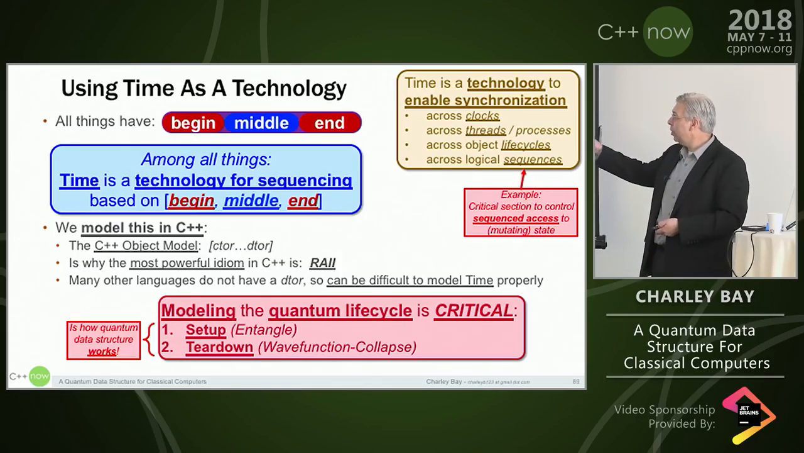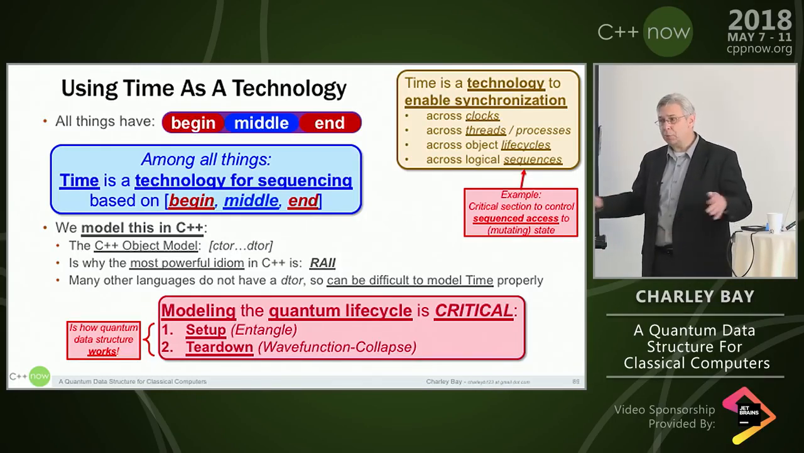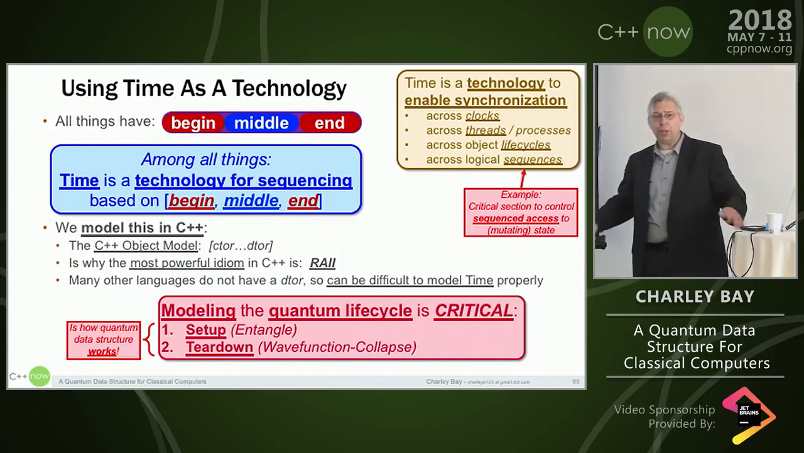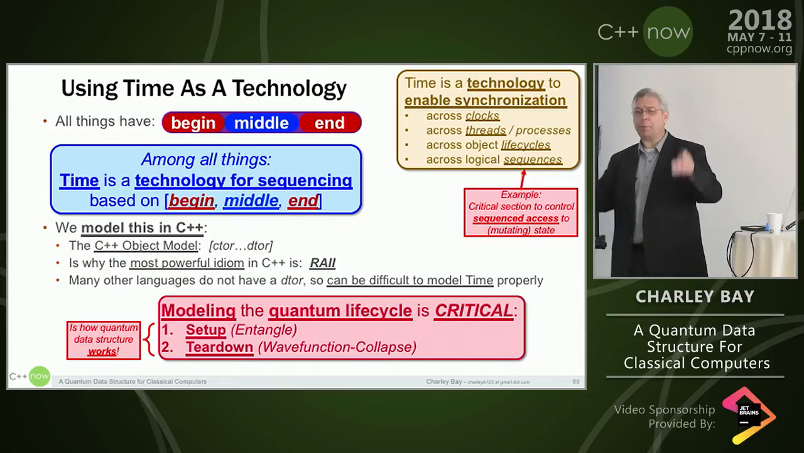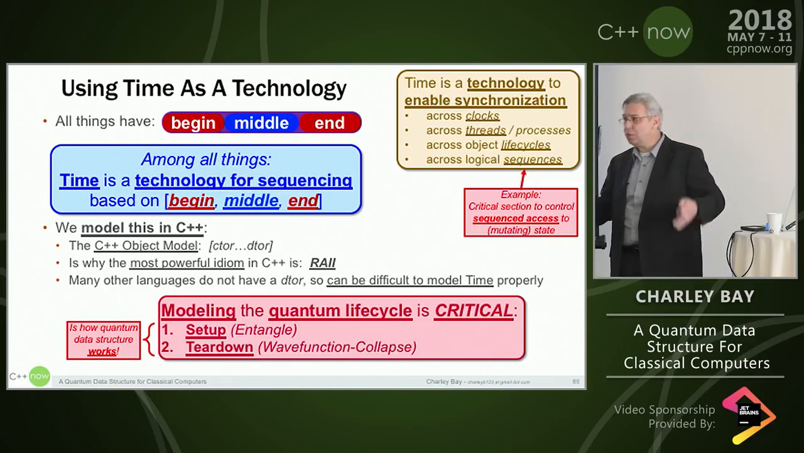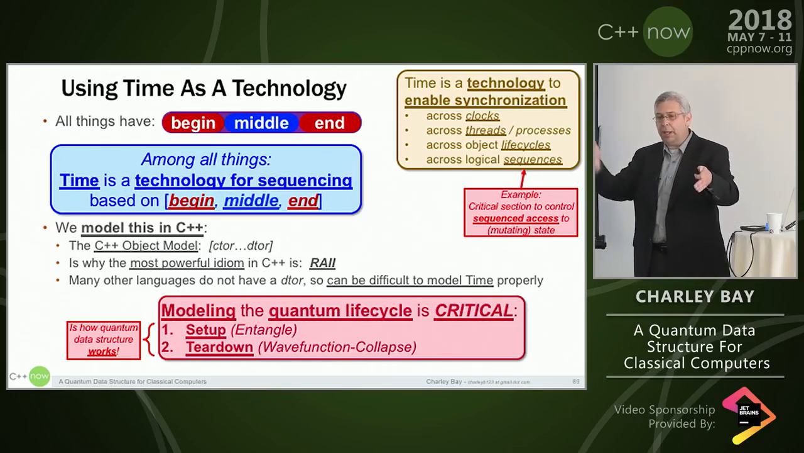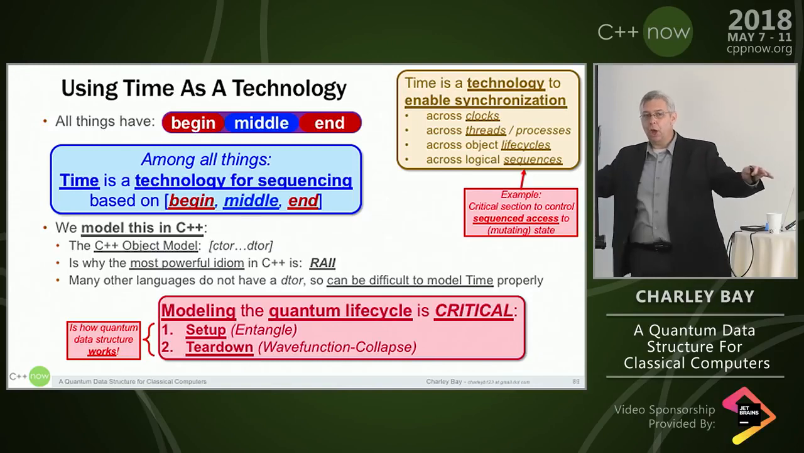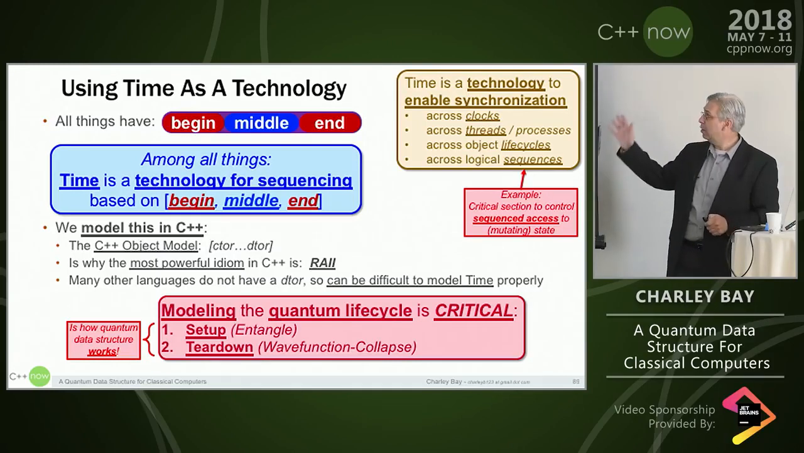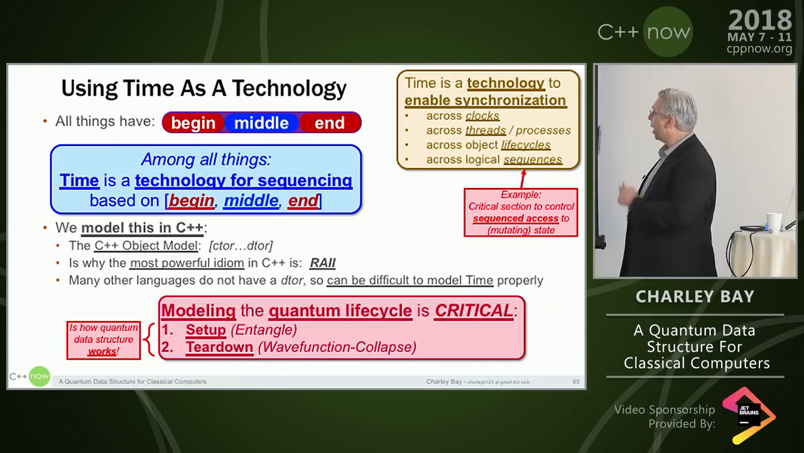So modeling the quantum life cycle, now that's really important because we're going to do the setup and tear down. You set up your threads, you tear them down. You set up your objects, you tear them down. You set up your processes, tear them down. Set up your nodes, tear them down. You can do whatever you want in set up and tear down, but somehow the beginning and middle and end has to be sequenced sensibly across the whole system. And we totally do this because we got this RAI thing and time is a technology.